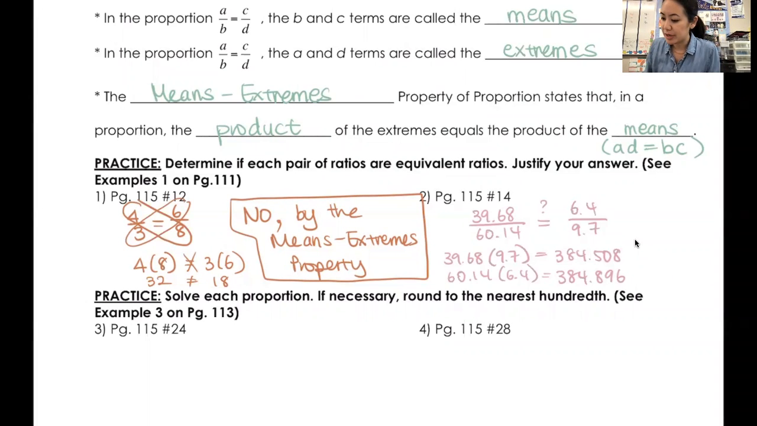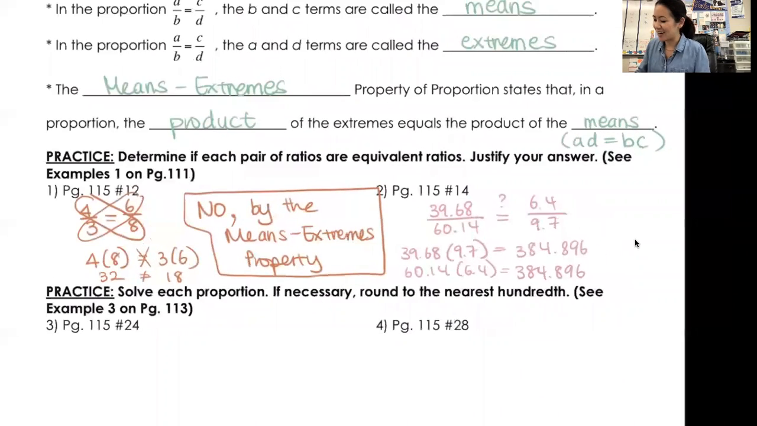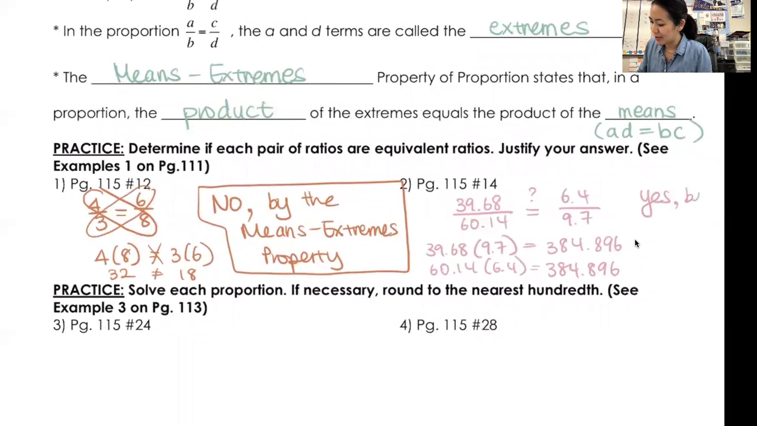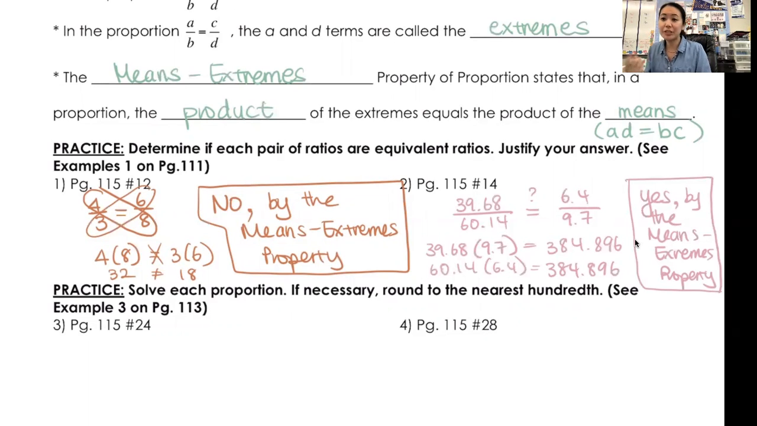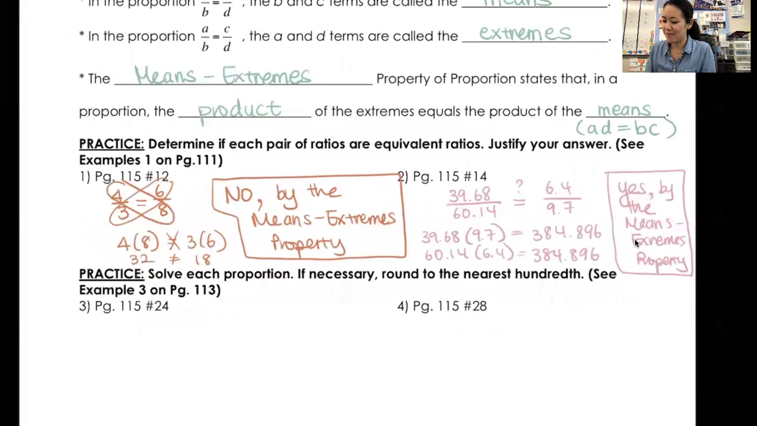Oops, sorry. I think I made a mistake. When I typed in my numbers, I typed that in wrong. So sorry. When I did 39.68 times 9.7, it actually was 384.896. So actually those are equal. So yes, those are equal. And again, by the means extremes property. All right, and even though you are doing it on calculator, please show the work. That helps with the justification of your yes or your no's, okay?